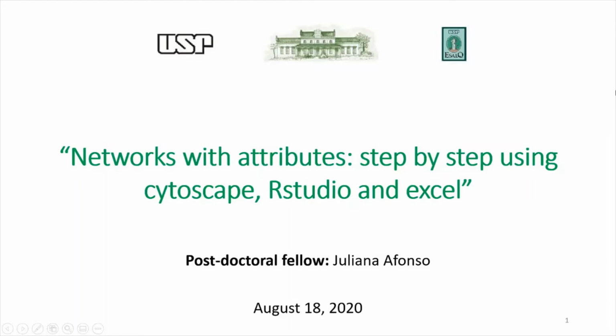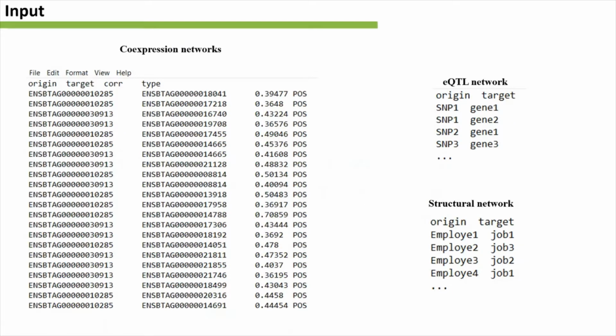Hi, today I'm going to present how to make networks with attributes, the ones with different colors and shapes. This is a step-by-step tutorial using Cytoscape, RStudio, and Excel. First of all, we need inputs.